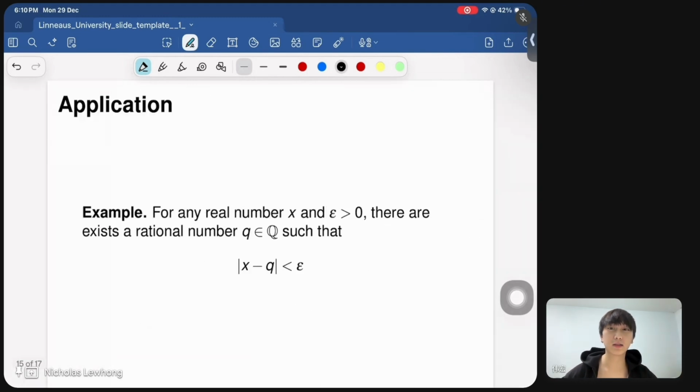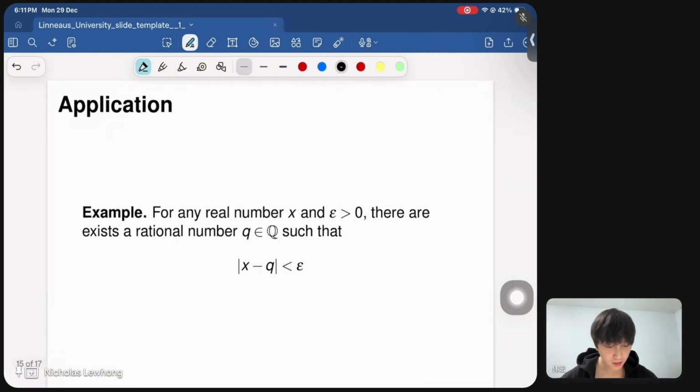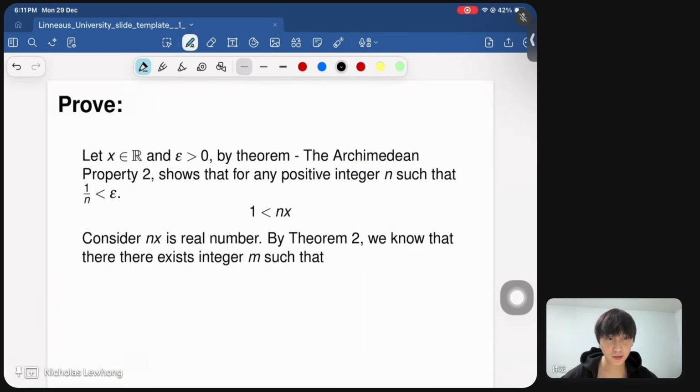So let's see about the Archimedean application. For any real number x and epsilon larger than 0, there exists a rational number q such that the absolute value of x minus q is smaller than epsilon. So this is quite a hard proof and it also leads to the density, another topic from the Archimedean property. So let's prove this theorem. It's the application of our Archimedean property.